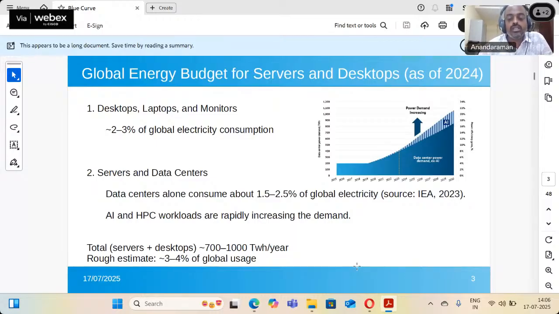For every 18 months, the number of transistors in the chip will double. But now most of these laws, Moore's law and others, are failing because of quantum effects. When the size becomes smaller and smaller, it does not obey the rule, so the electron passes through the barriers. Servers and data centers use around 1.5 to 2.5% of the global electricity. As of 2023, we are using around 1000 gigawatt hours. So energy is a major concern.